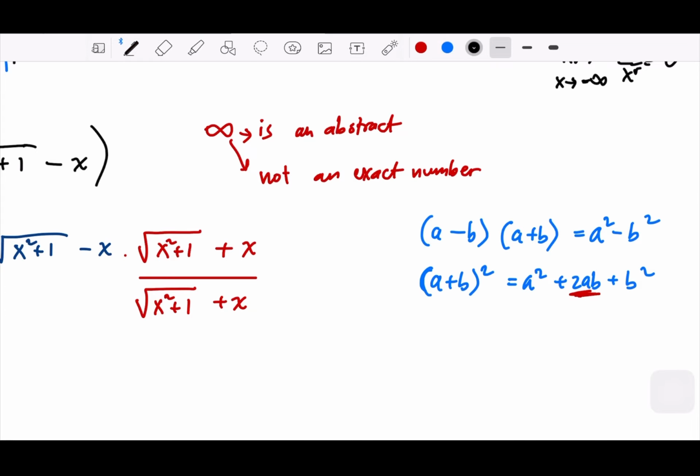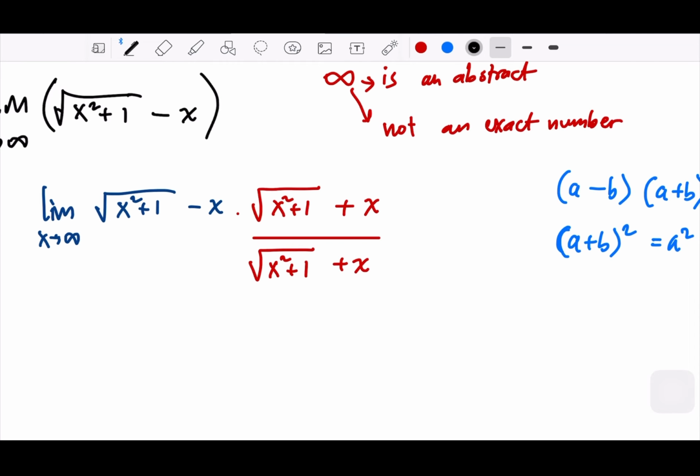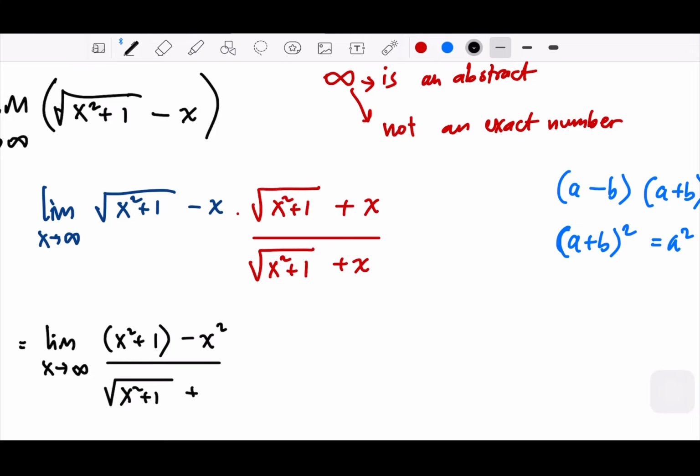So we can multiply this and let's write limit as x approaching infinity. And then this will be x squared plus 1. We remove this square root and then minus x squared. So perfectly, we can write like that. And then in the bottom, let's just write square root of x squared plus 1 plus x.